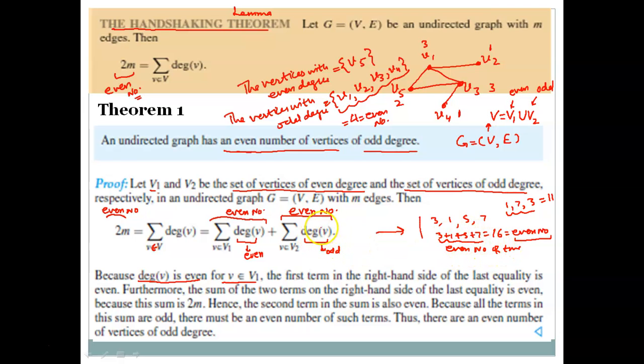So here you can say this set V2 must consist of an even number of vertices. This V2 must consist of an even number of vertices. That is what we wanted to prove here. An undirected graph has an even number of vertices of odd degree. An even number of vertices of odd degree. So that is what is written over here. You can understand it.